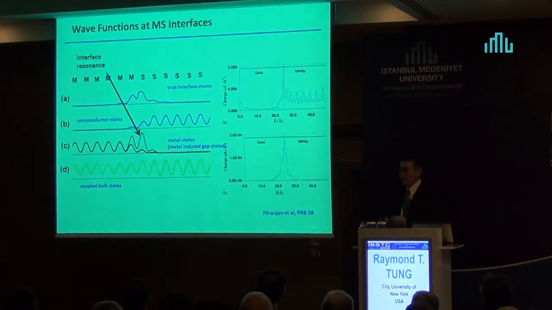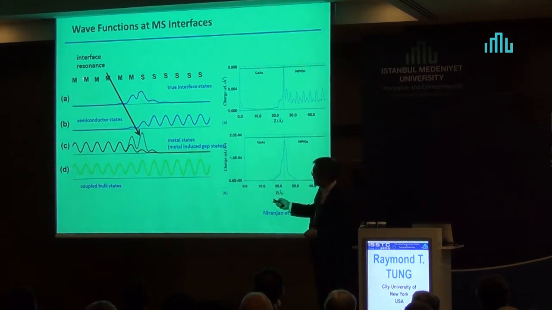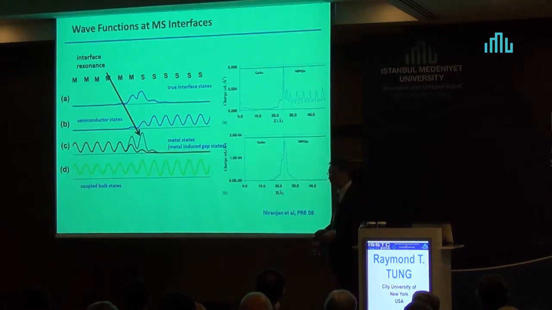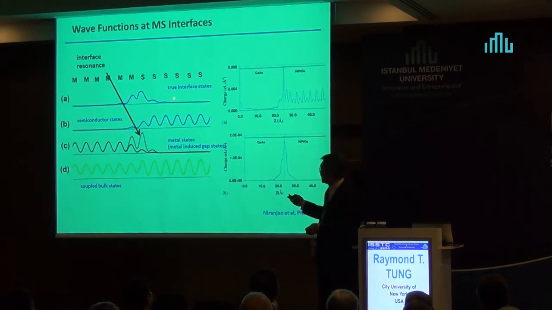Okay, so we now have to distinguish four different scenarios. Again, I mark each metal's plane as M and semiconductor state as S. It's possible that we have true interface states which decay into both the metal and the semiconductor. I said already that this happens very rarely. This happens only when there are no bulk states in both the semiconductor and the metal.